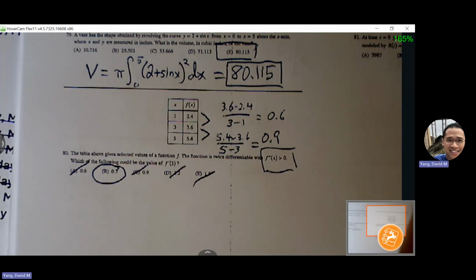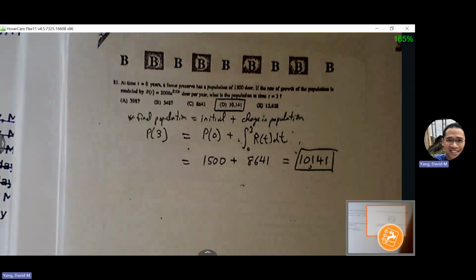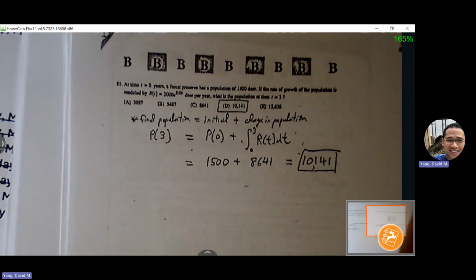81 is also this idea that final equals initial plus displacement. So we've seen a lot of that. Hopefully we can recognize the need for it and be able to apply it.